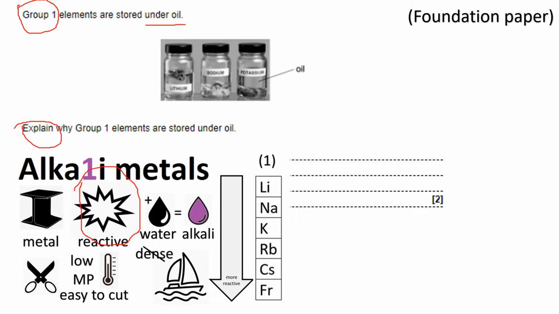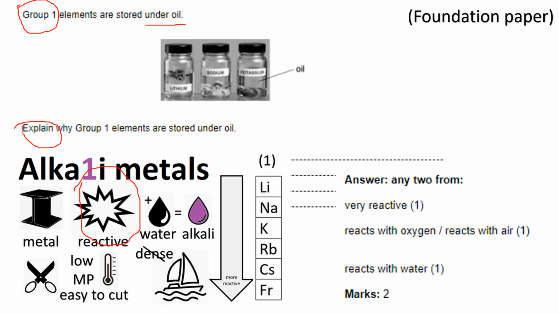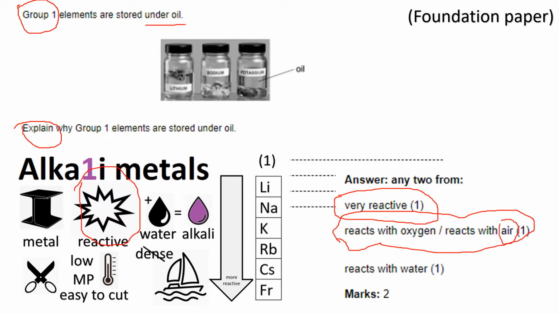So you'd need to explain, first of all, that group 1 is very reactive. And then you would need to say that the oil is stopping it reacting with the oxygen in the air. Now they've been quite generous here, allowing the word air. Sometimes they don't. Sometimes they definitely want the word oxygen, because that is the element it's reacting with. So I would get used to being specific. It's not the air itself it's reacting with, it's the oxygen within the air.